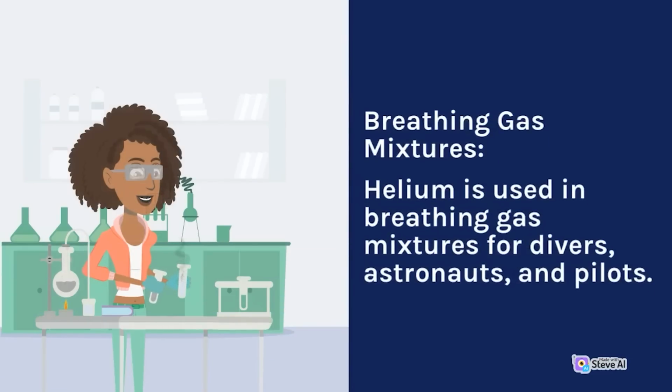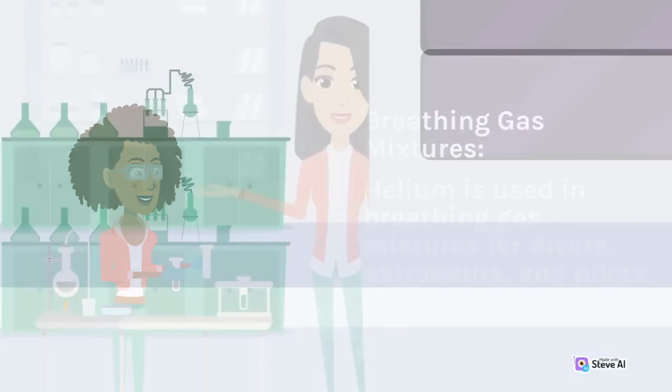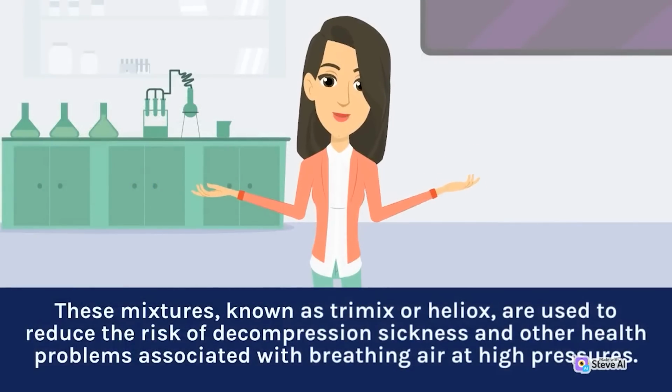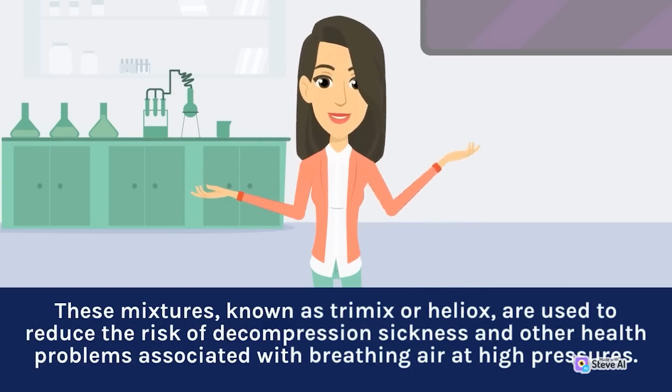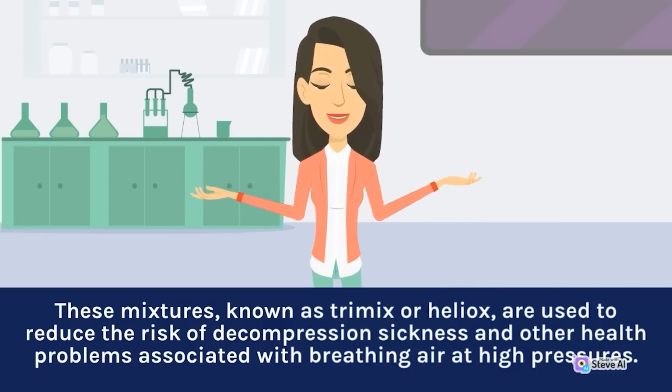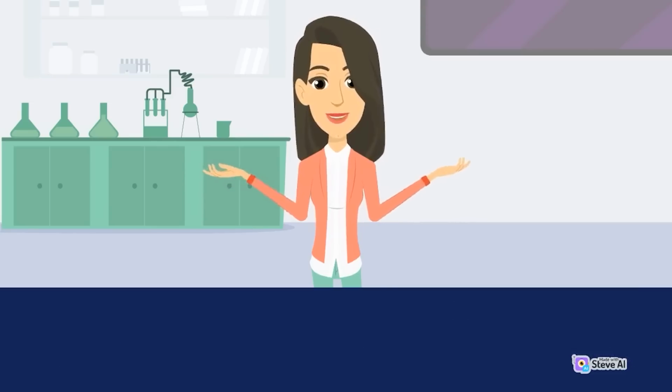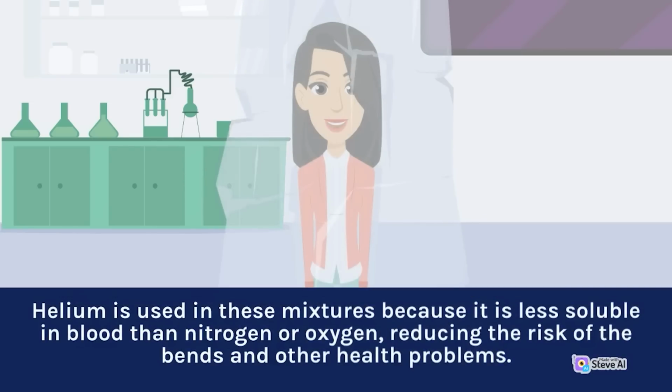Breathing gas mixtures. Helium is used in breathing gas mixtures for divers, astronauts, and pilots. These mixtures, known as trimix or heliox, are used to reduce the risk of decompression sickness and other health problems associated with breathing air at high pressures. Helium is used in these mixtures because it is less soluble in blood than nitrogen or oxygen, reducing the risk of the bends and other health problems.